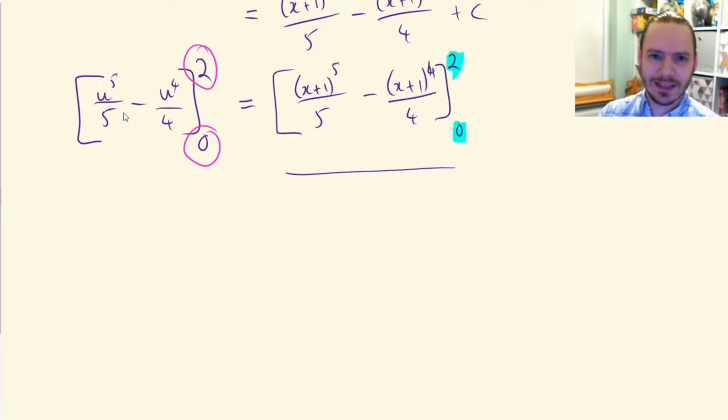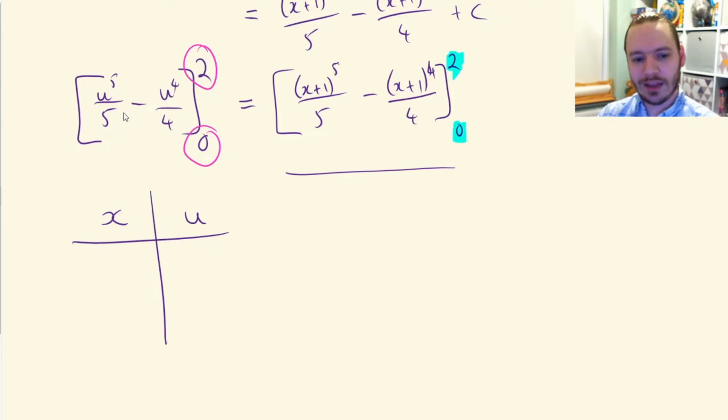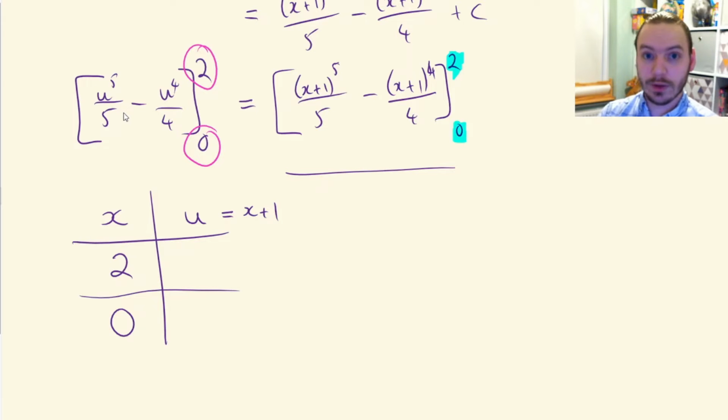However, if we could keep everything in terms of u, but recalculate these limits, that would be kind of helpful. So what we tend to do is just draw a little table of limits down here. So originally my limits on x were 2 and 0. And we know u is equal to x plus 1. Well, if u equals x plus 1 and x is 2, then u now must be 2 plus 1, which is going to be 3. And for the other limit, u is 0 plus 1, which is 1.